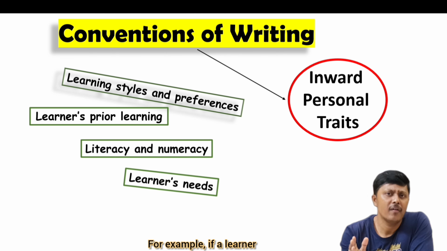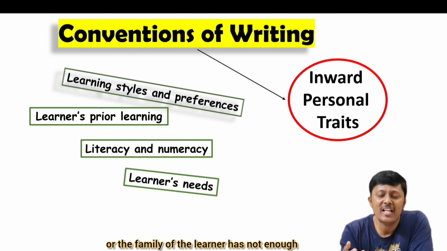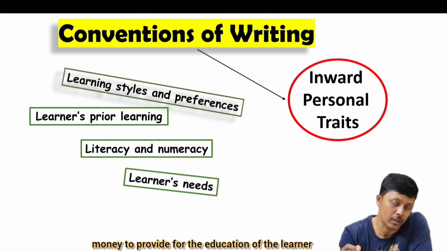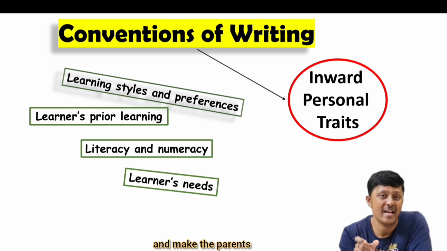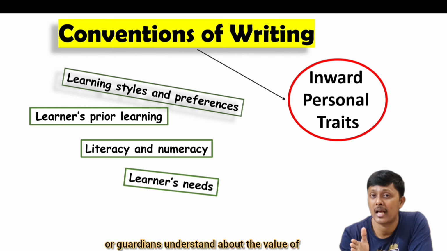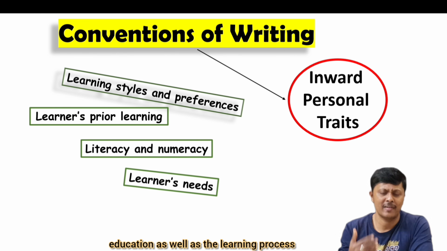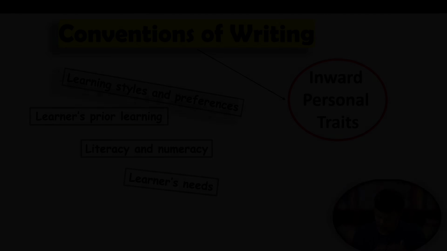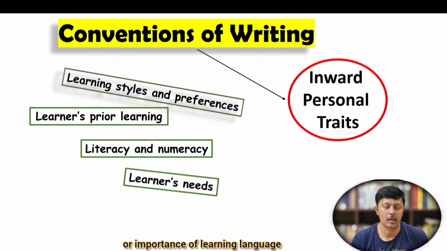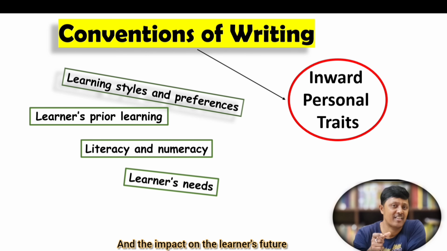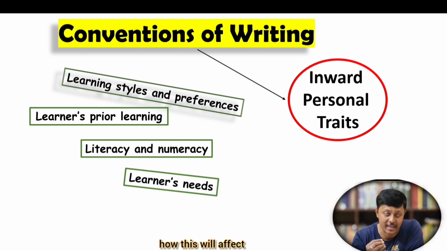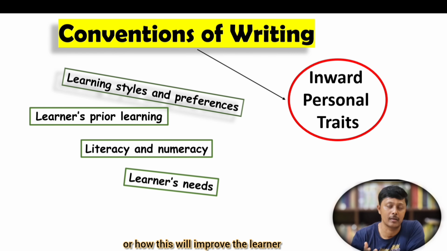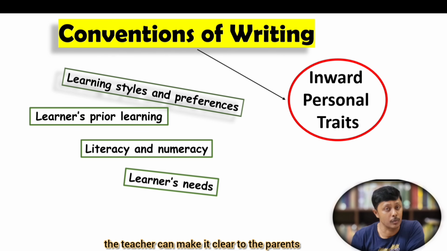For example, if a learner or the family of the learner does not have enough money to provide for the education of the learner, the teacher can step in and make the parents or guardians understand the value of education, as well as the learning process and the importance of learning language and its impact on the learner's future, how this will improve the learner. The teacher can make it clear to the parents.